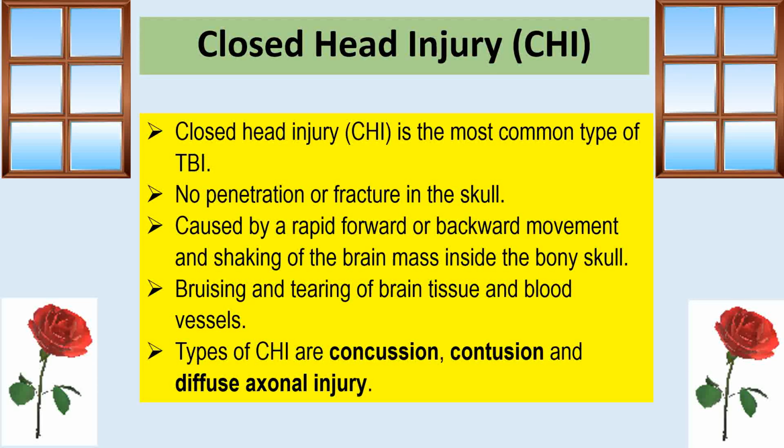Closed head injury is the most common type of traumatic brain injury. In closed head injuries, there is no penetration or fracture in the skull. It is caused by a rapid forward or backward movement and shaking of the brain mass inside the bony skull that results in bruising and tearing of brain tissue and blood vessels. Types of closed head injury include concussion, contusion, and diffuse axonal injury.